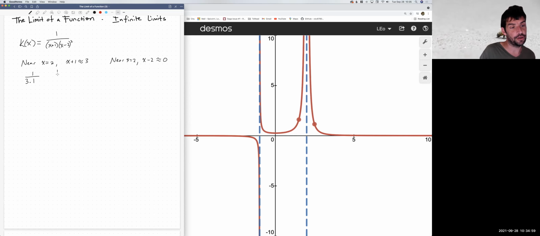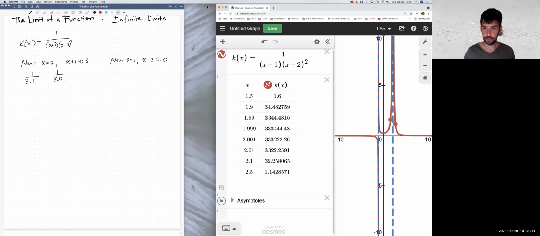1.31 and 3.1 and 3.01 in our denominator, right? Those are two numbers that are pretty close together. Let's see exactly how close.